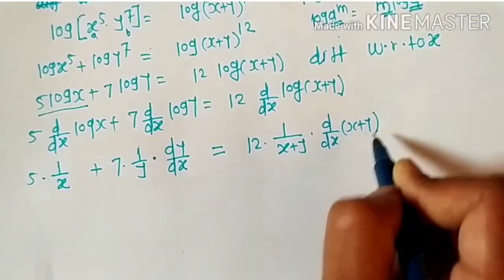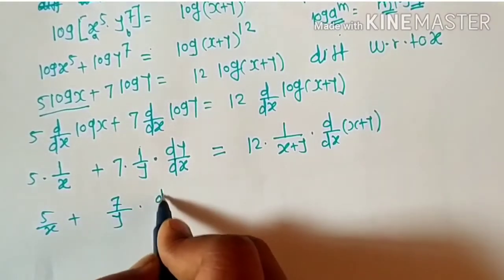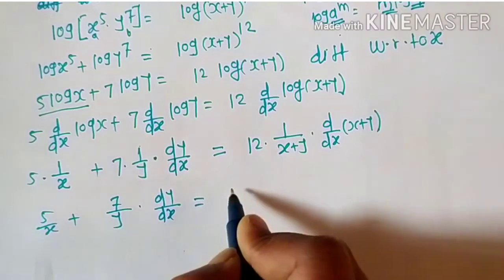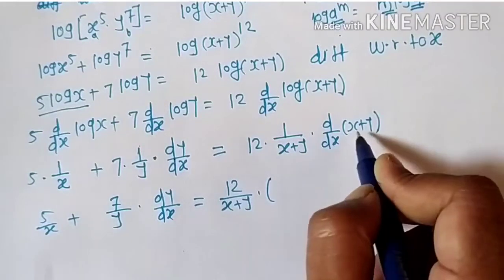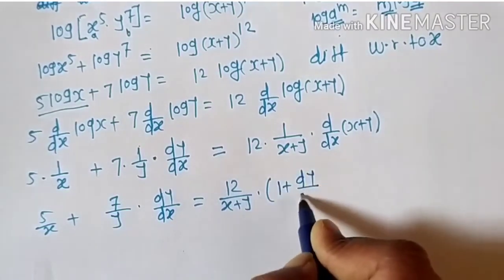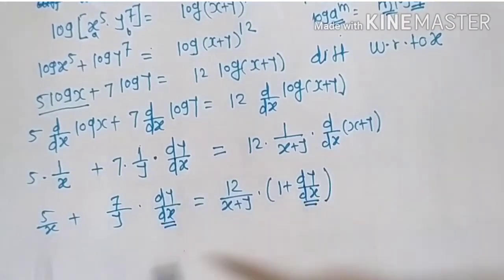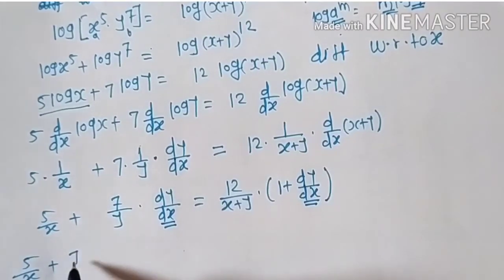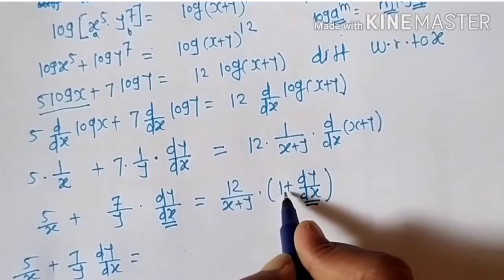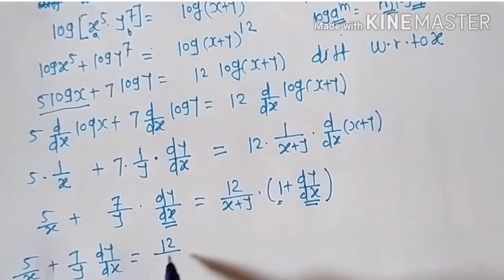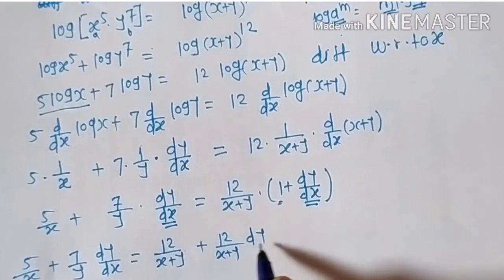Okay, then we get 5 upon x plus 7 upon y into dy by dx is equal to 12 divided by x plus y, and the derivative of x with respect to x is 1, plus dy by dx. What we have to find out is dy by dx. So separate out the dy by dx terms. First 5 upon x plus this 7 upon y into dy by dx. Then multiply this 12 upon x plus y to this term as well as this term separately, as 12 upon x plus y plus 12 upon x plus y into dy by dx.